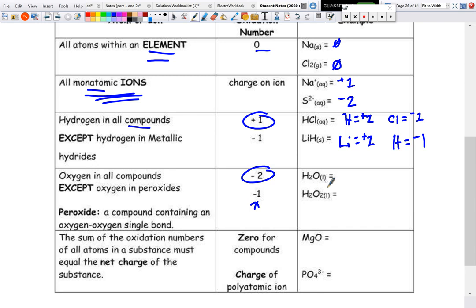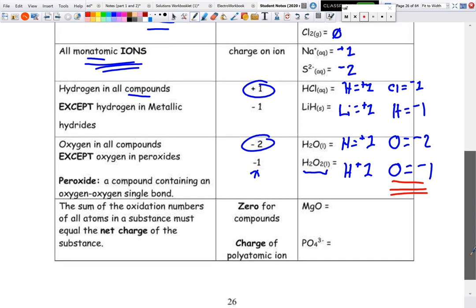So for example, in water, H2O, we know hydrogen is going to have a positive 1 oxidation state because of the rule up here, and oxygen is equal to negative 2. Now, if we see a peroxide like H2O2, hydrogen is still going to be a positive 1, but now oxygen turns into a negative 1. So this is the only exception that you do have to be careful for, when you have a peroxide.